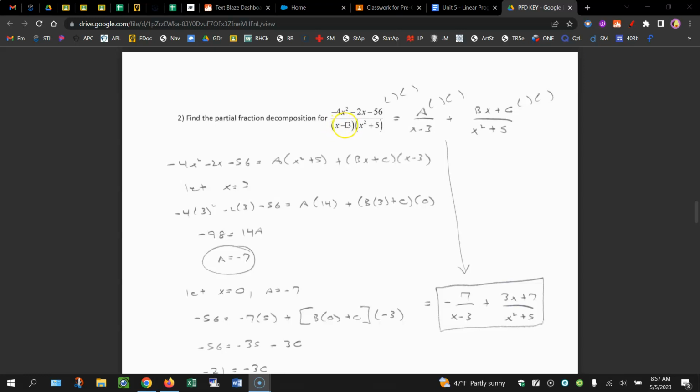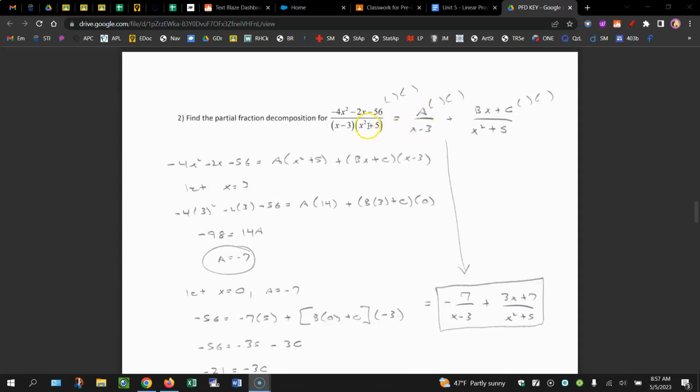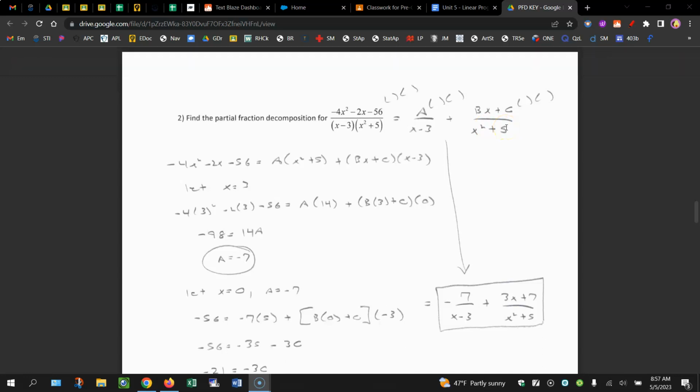Remember, for a linear factor, it's just the letter divided by the factor. So in this case, A divided by x plus 3. For a quadratic factor, x squared plus 5, the quadratic term is inside the parentheses. We need a linear numerator, so Bx plus C divided by that x squared plus 5.